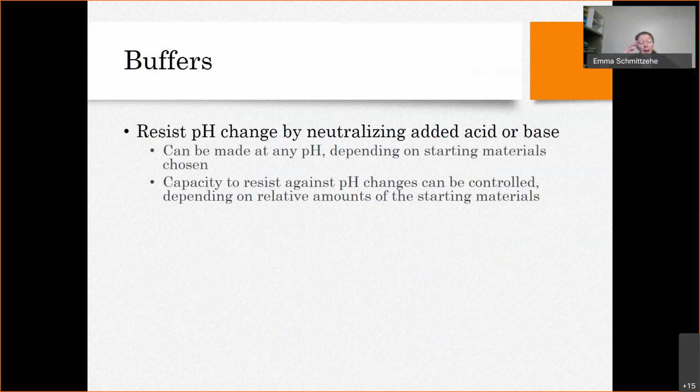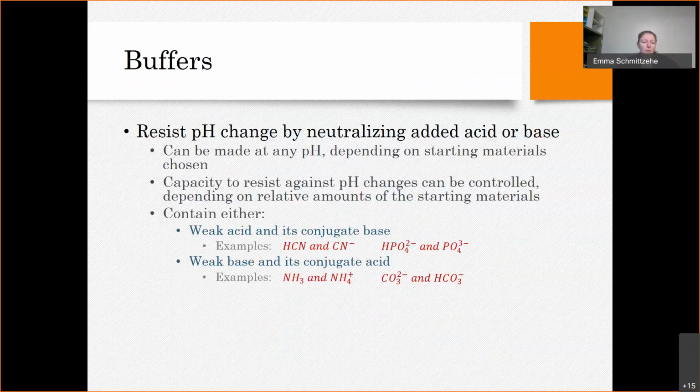Whereas how well it resists changes in pH is going to depend on how much of those substances are in that solution, okay? Now, what a buffer is made up of is either a weak acid and its conjugate base or a weak base and its conjugate acid. So you have a conjugate acid-base pair, okay? So that's what it is.